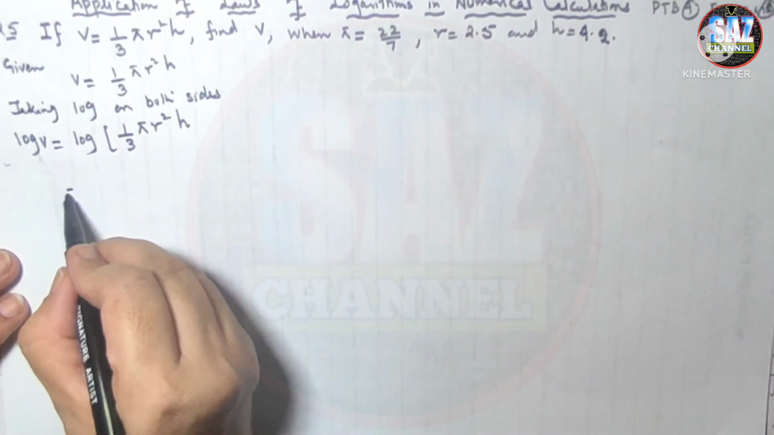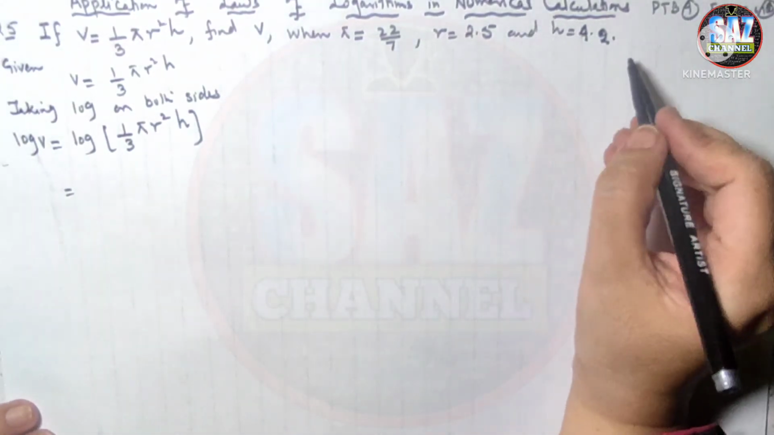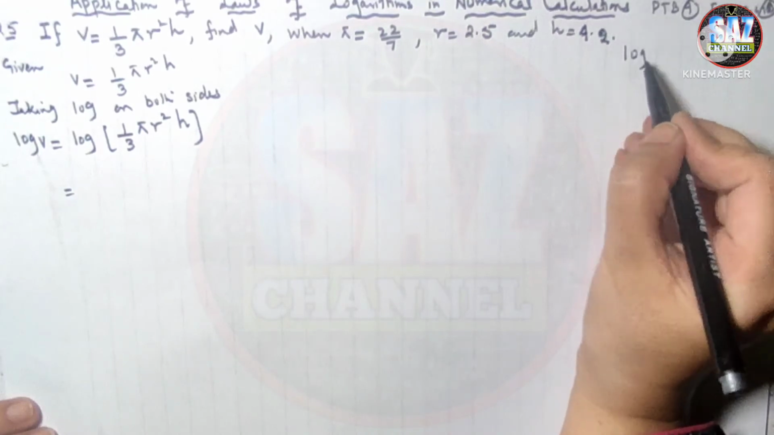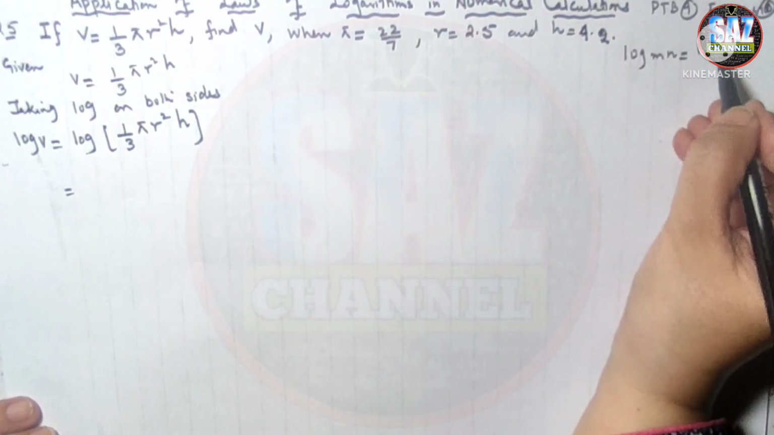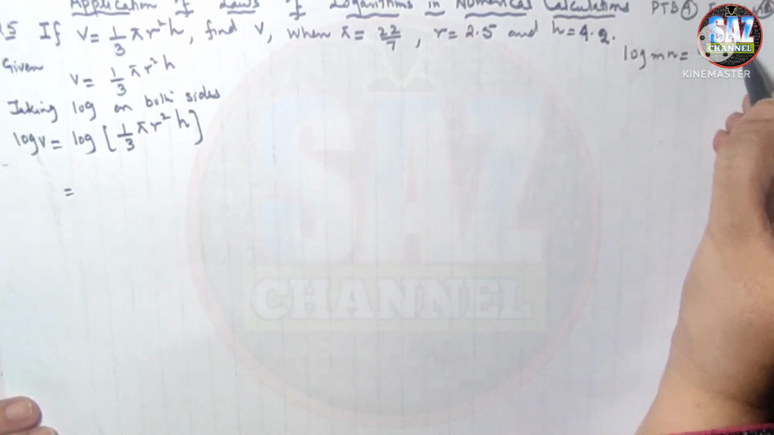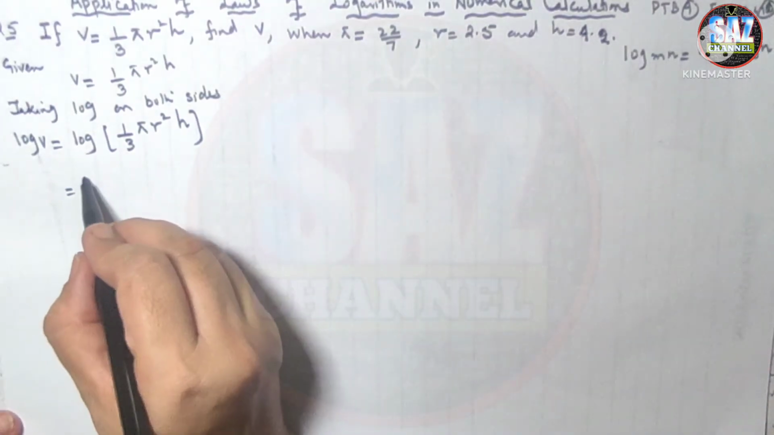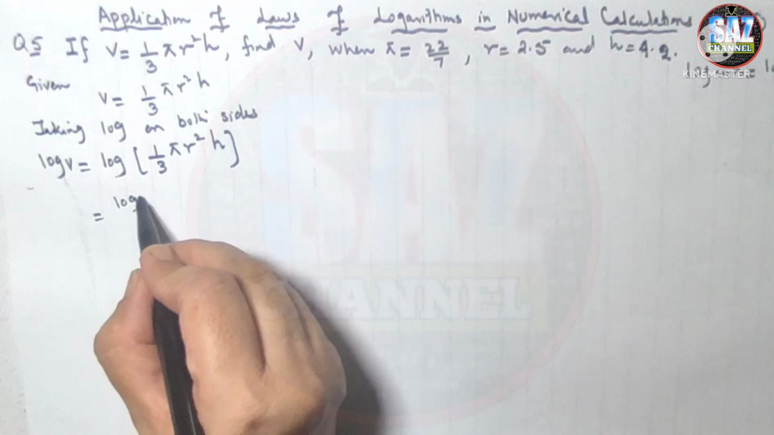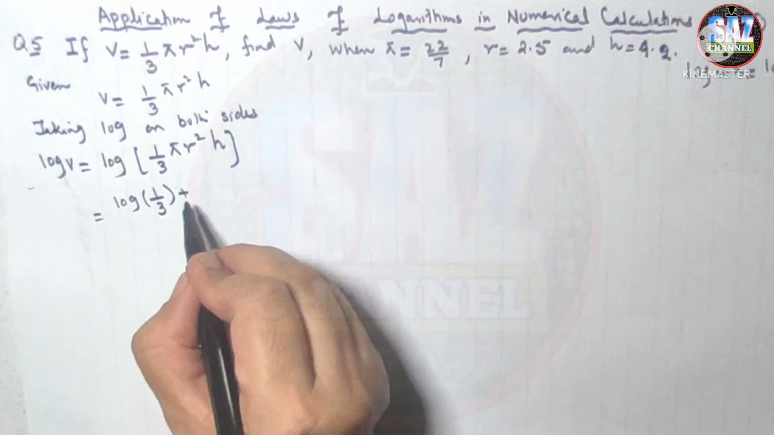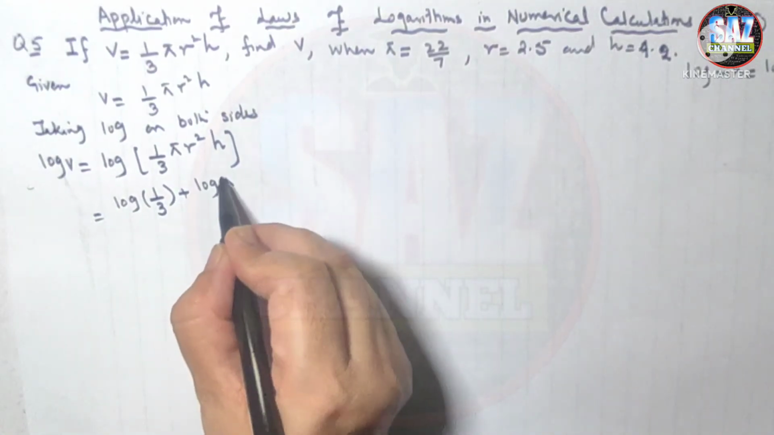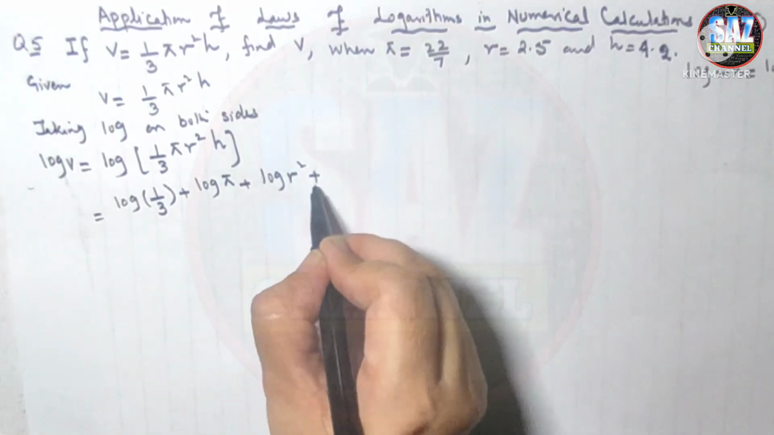Now look, all of the quantities 1 by 3, pi, r square and h, they are in the product form. So which log law am I going to apply first? That log of m multiplied by n will be equal to log of the first number plus the log of the second number. Product law of logarithm I have to apply, so it will become log of 1 by 3 plus log pi plus log r square plus log h.